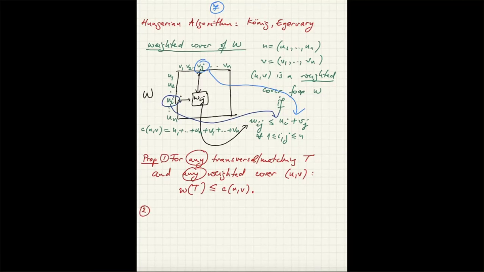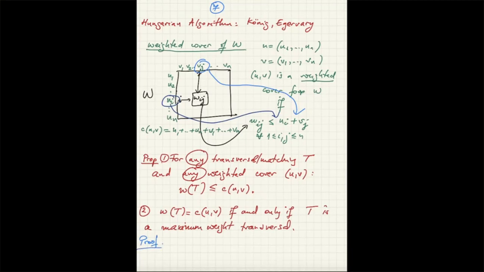And the second part is that the weight of T equals the cost of the cover C(u, v) if and only if T is a maximum weight transversal. Okay, so how do we prove this? Well, the first part is very easy.